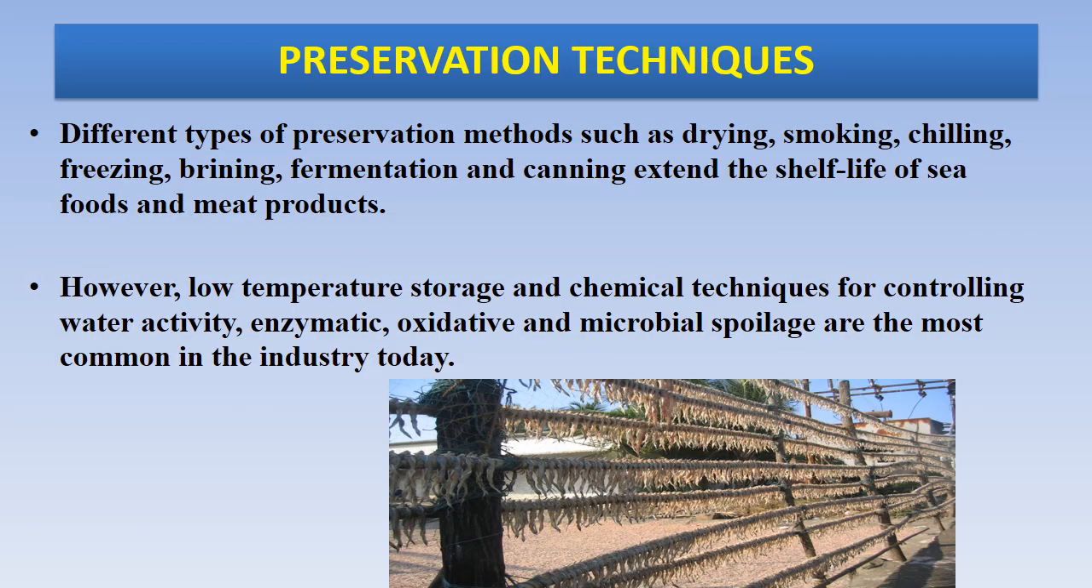Now we will discuss some of the important or commonly used preservation techniques for fish. Based on the different principles of preservation we have discussed, some of the commonly applied preservation methods are drying, smoking, freezing, chilling, brining or curing, fermentation, canning, and all these can extend the shelf life of fish or seafoods or meat and meat products. However, low temperature storage and chemical techniques for controlling the water activity, enzymatic or oxidative or microbial spoilage are most common in the industry today. Low temperature storage and reducing the microbial activity are most effective for industrial application.